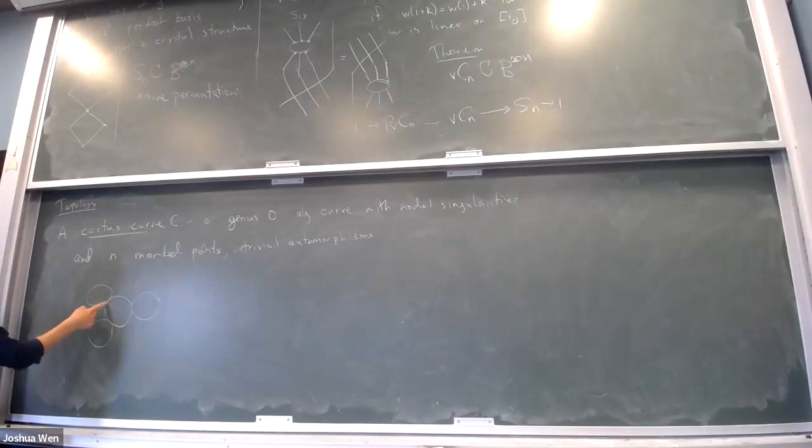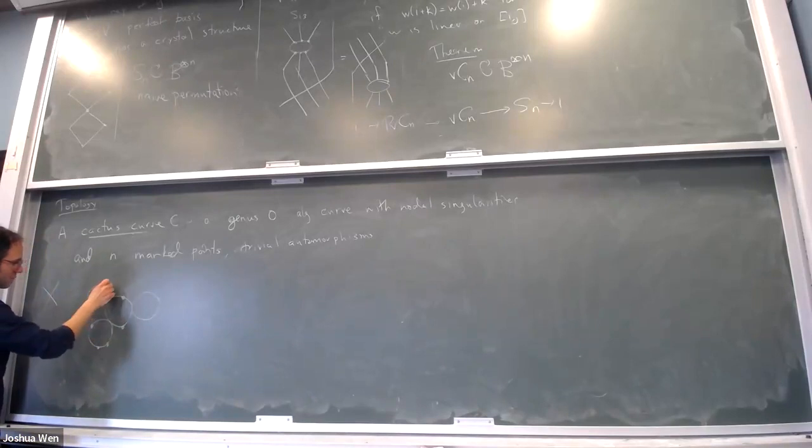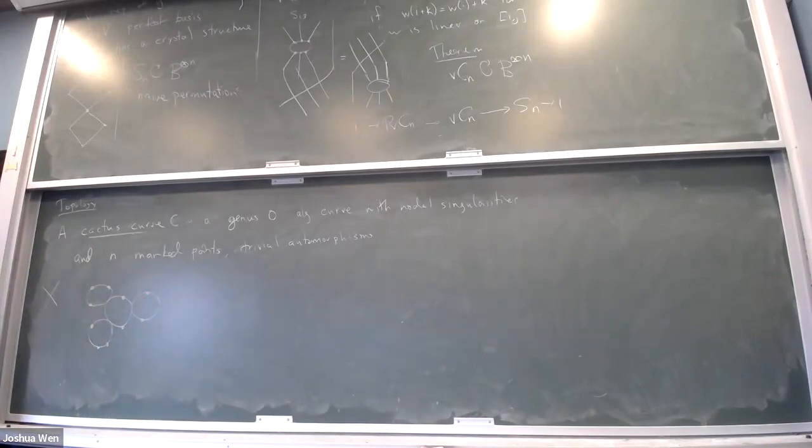The picture of how they meet is misleading because I actually draw it with a nodal singularity, so they actually meet like this. And there's a bunch of marked points, some marked points and also these double points. And every component has at least 3 marked points or double points, otherwise there would be non-trivial automorphisms. And there's a total of n marked points.